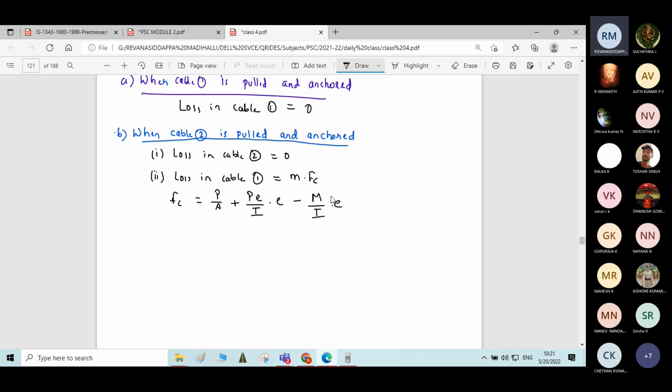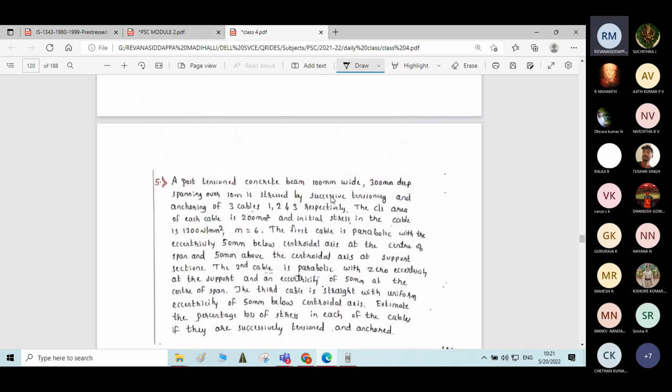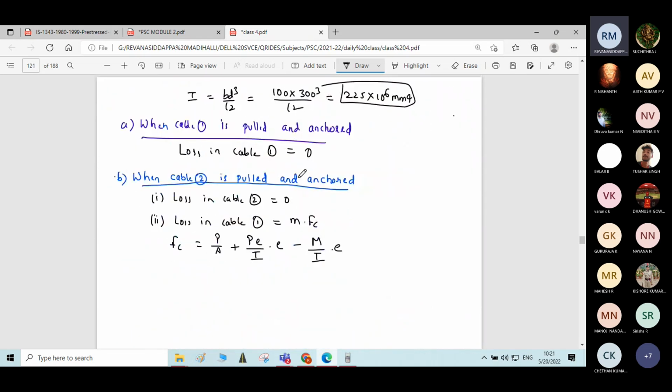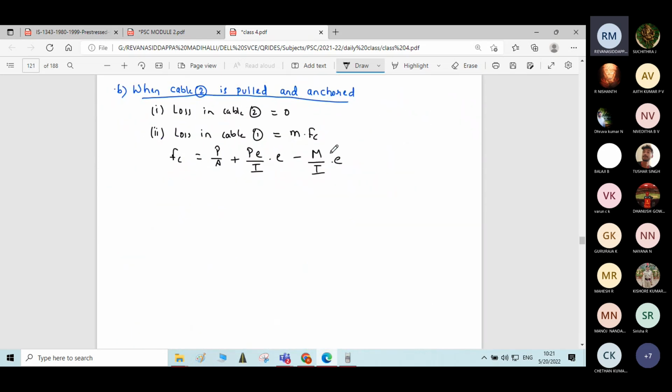Here the live load on the beam is not given in the problem. So as the live load is not given, there will not be any live load moment. We'll ignore this, and we will ignore dead load moment also. Here we can write a note: live load is not given, and neglect dead load.